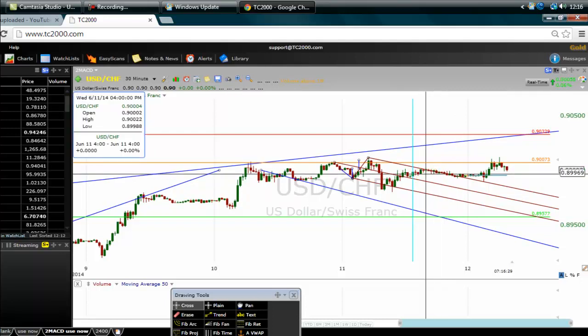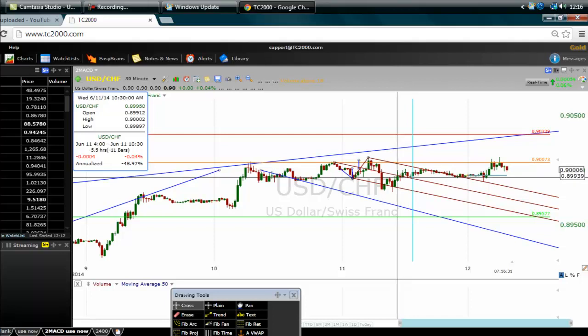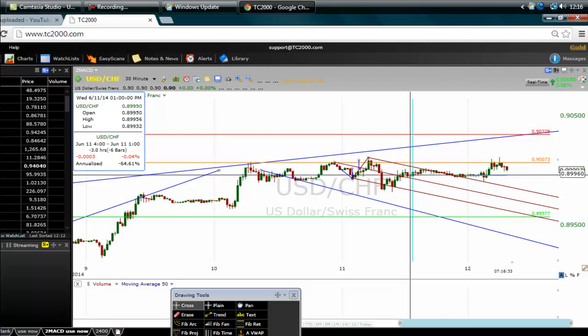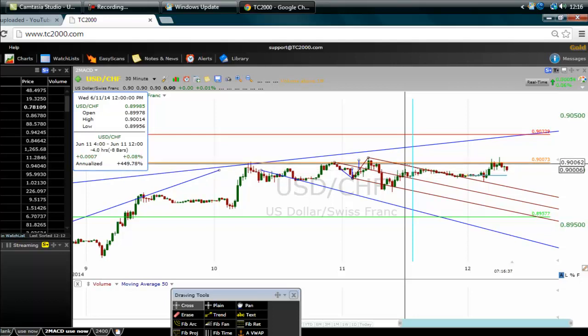Did close yesterday at 12 p.m. Where are we? Yeah, exactly where I put my gray vertical line. Here, London did close here. And you can see that it went horizontal.